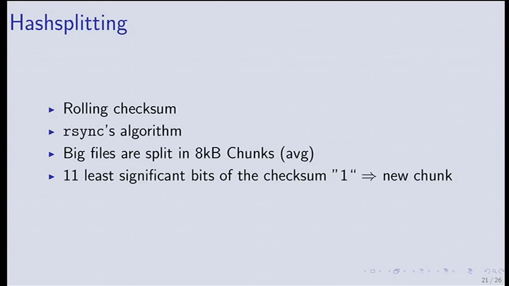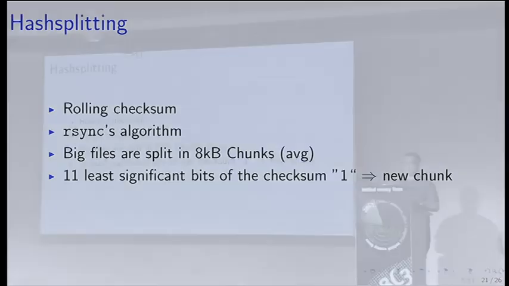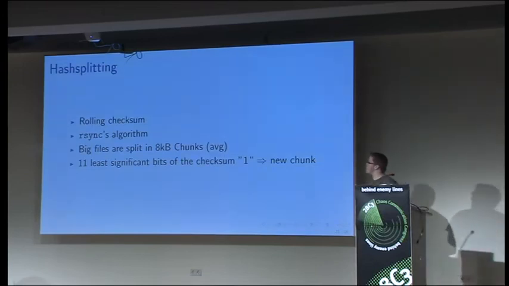Okay, what is hash splitting and how do we do deduplication? I have to say, we don't do deduplication only on a file level, like Git does it. We go deeper and split files into chunks. So if you have a 200 gig SQL dump and add one line in the middle, you don't have a full copy of that file, but only the changes.